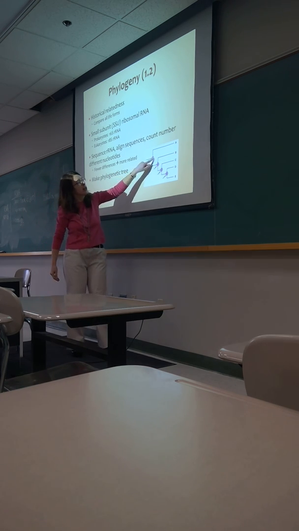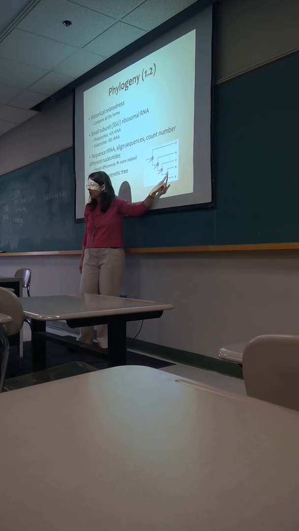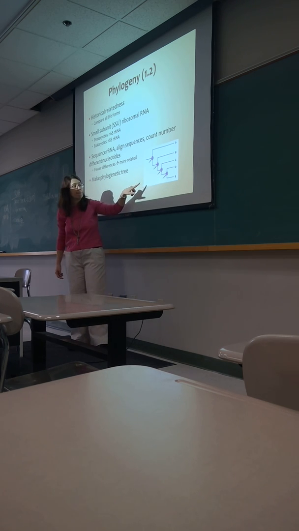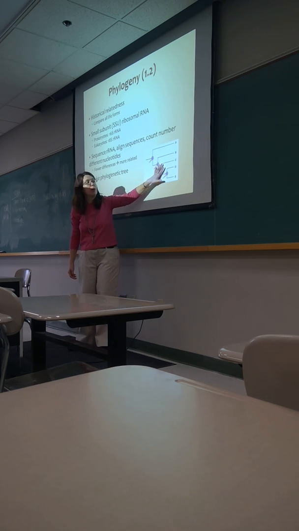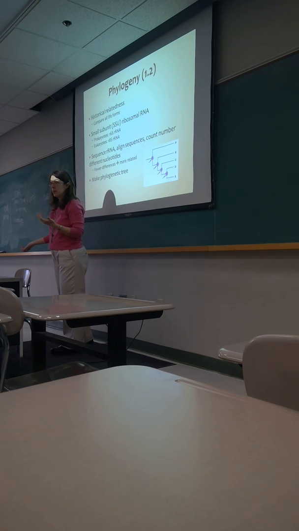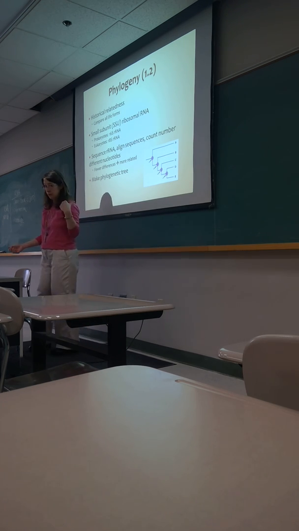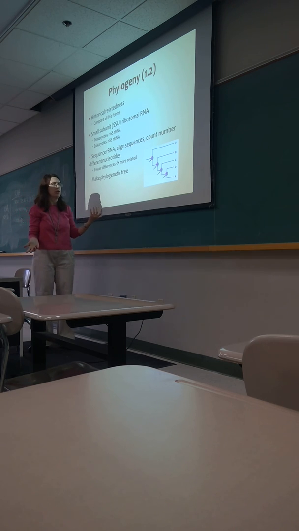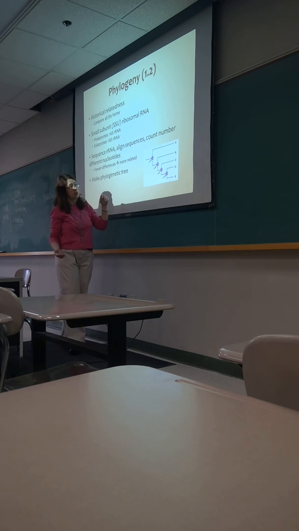Each of these branch points here are called nodes. And each of the nodes represents some sort of significant change in the sequence, in this case. Some sort of significant change in the organism or the sequence.